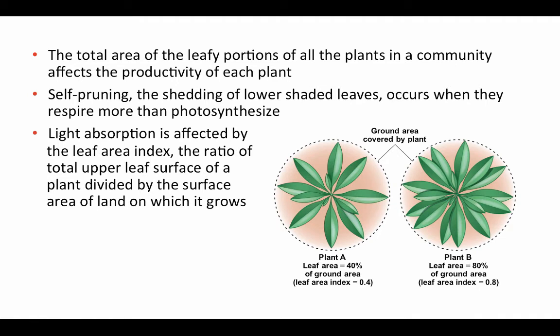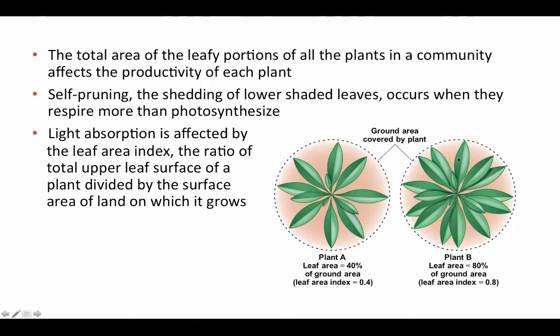Light absorption is affected by the leaf area index. This is the ratio of total upper leaf surface of a plant divided by the surface area of land on which it grows. If you look at the plant from the top and you see something like this, you're seeing lots of ground underneath. This is going to have a lower leaf area index than a plant like this, where when you look down from the top, you see mostly leaf cover. This is going to absorb a lot of light, with very little of the ground underneath it. This is going to have a high leaf area index.